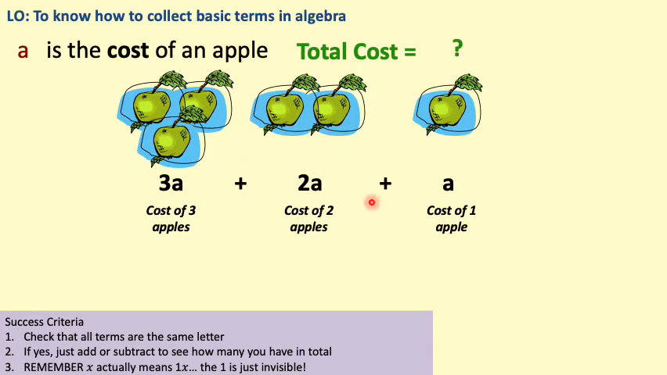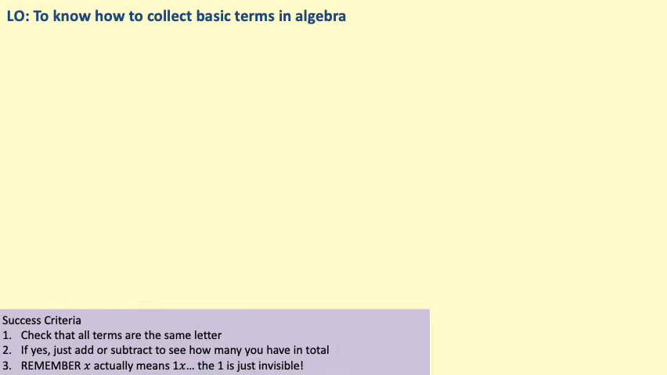So how do we find out the total cost? Well, we can just add up the number of apples. So the total cost is just the cost of 6 apples, because we have 3 apples here, 2 apples here, and 1 apple here. And that can just be represented as 6a. Because as we've been told, a is the cost of an apple.